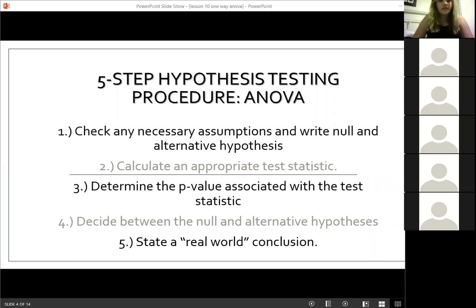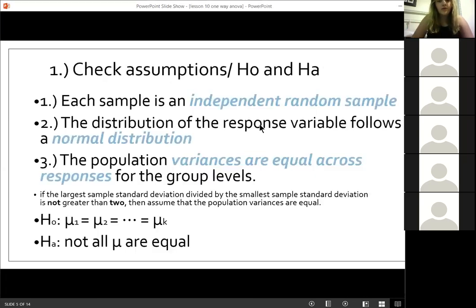And just as a review, as we always do, here are our 5-step hypothesis testing procedures. First, we check those assumptions and write our null and alternative hypotheses. Second, we calculate that test statistic, which for ANOVA is a little bit different than what we've been doing for proportions and means. Third, calculate the p-value associated with the test statistic. Lastly, steps 4 and 5, make the decision between your null and alternative, and then state the real-world conclusion. This is the standard 5 steps that we use, but now we'll go through them one by one in terms of what an ANOVA test is.